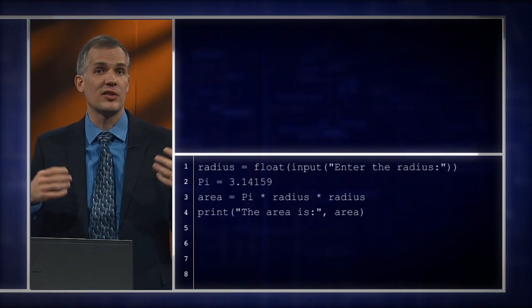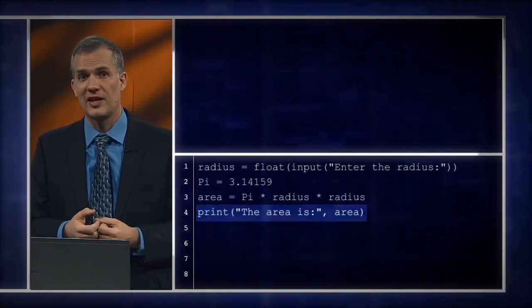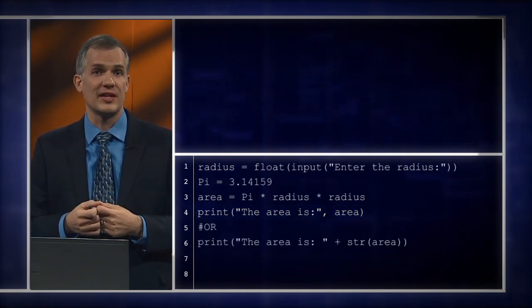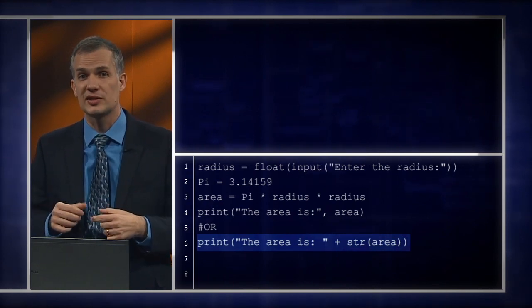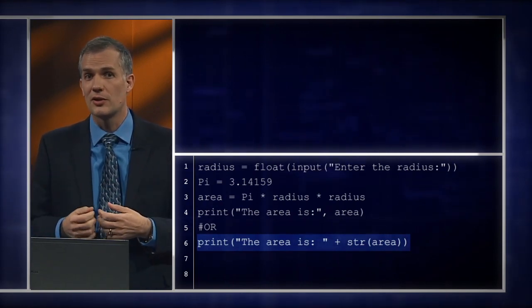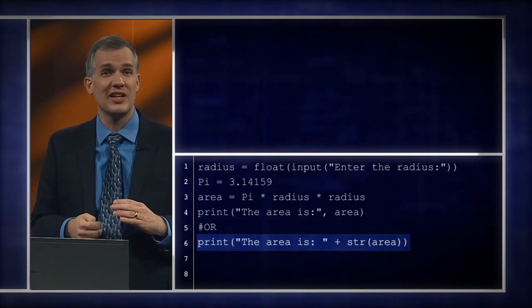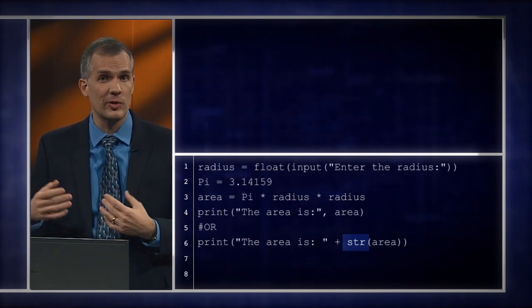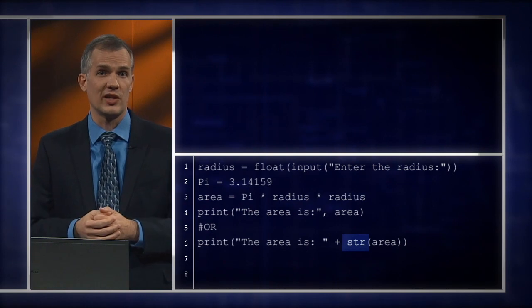Well, we'd again have the print statement. We could print out the text and the answer separated by a comma. Or a different option would be to concatenate the area with the text. Notice that to concatenate, we need two strings. Since area is a float, we have to first convert the float to a string. Fortunately, it's easy to do that. We just use an str command, similar to the way that we used int or float to convert to an integer or floating point number.